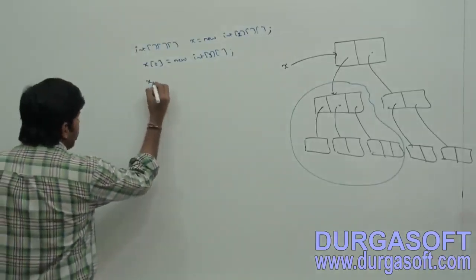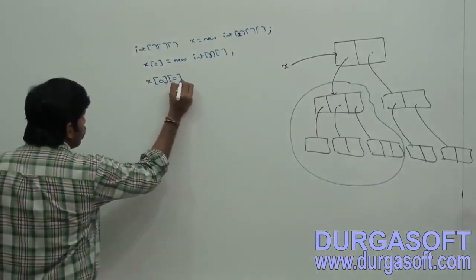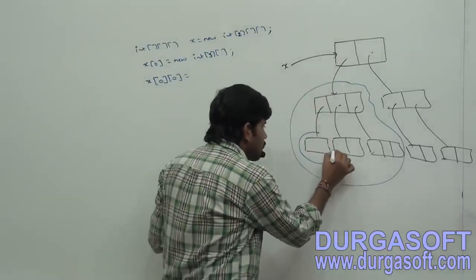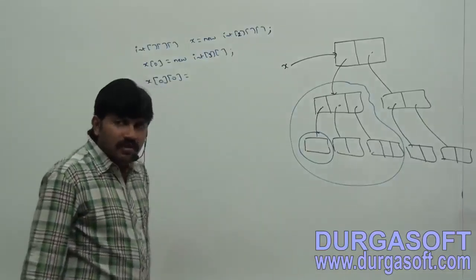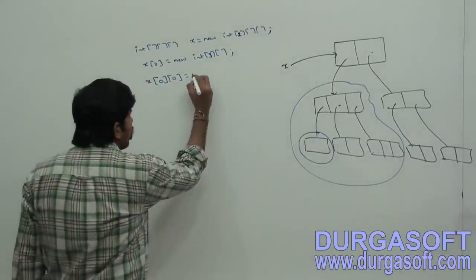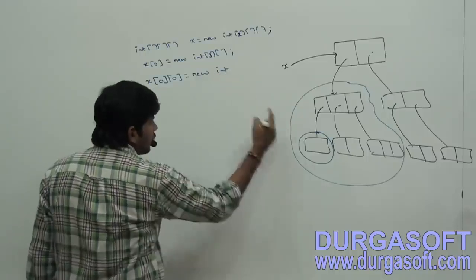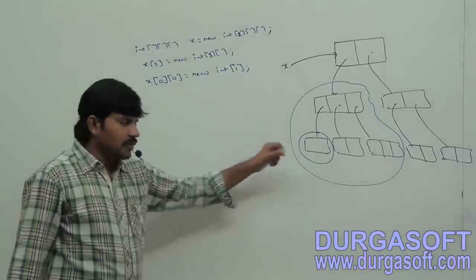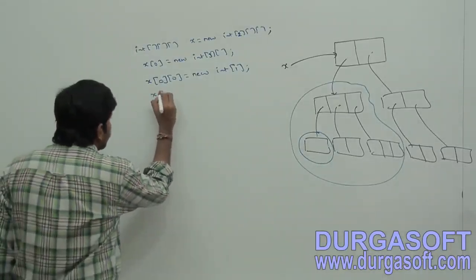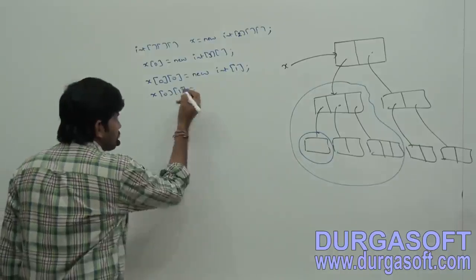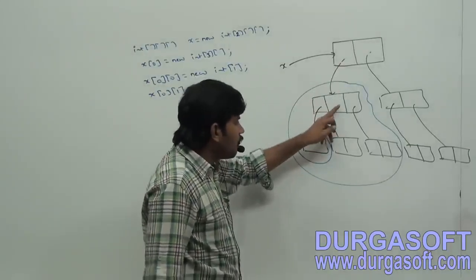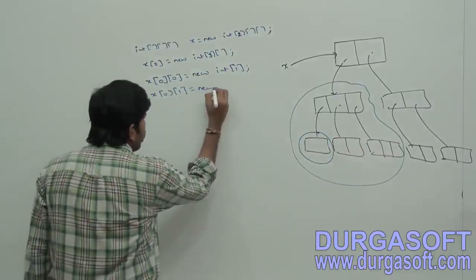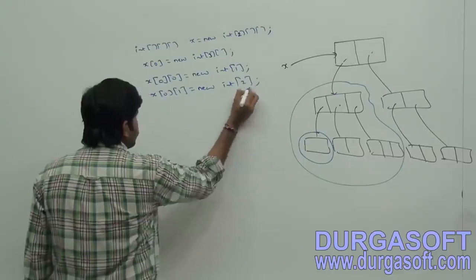Next, x of 0, 0. x of 0, 0 is nothing but this part. Can you tell what x of 0, 0 is? New int 1-dimensional array with a size 1. Next, x of 0 followed by 1. x of 0, 1 is nothing but this one. Can you tell what about this? New int array of size 2.